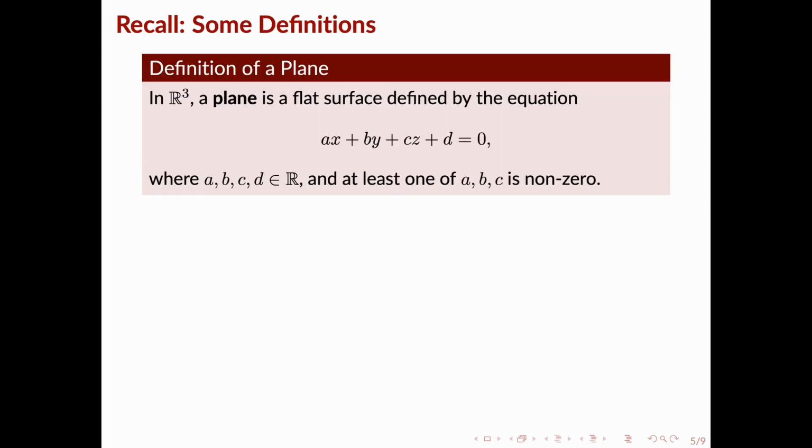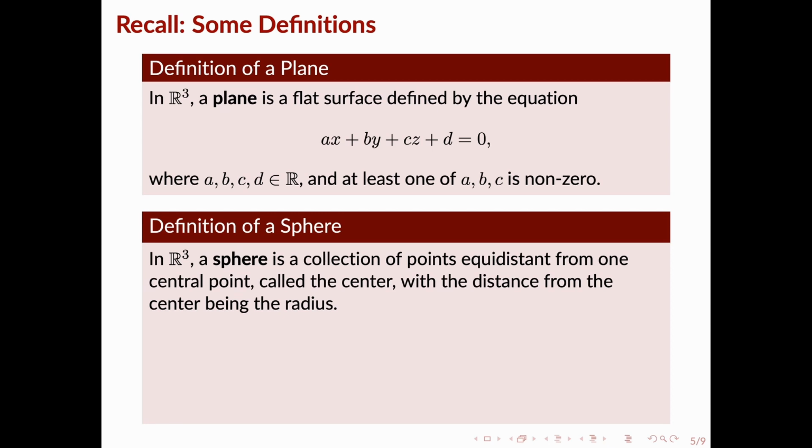In R3, a plane is a flat surface defined by the equation ax plus by plus cz plus d equals 0, where a, b, c, and d are all real numbers and at least one of a, b, c is non-zero. If you recall the three planes xy, yz, and xz, their equations are defined by this definition.